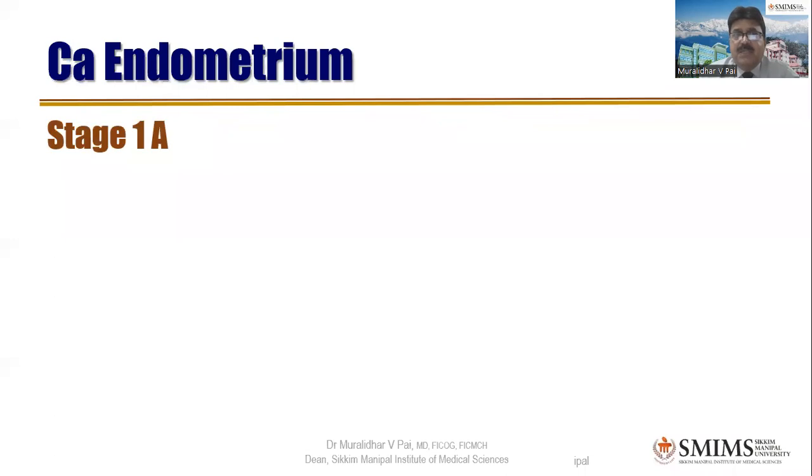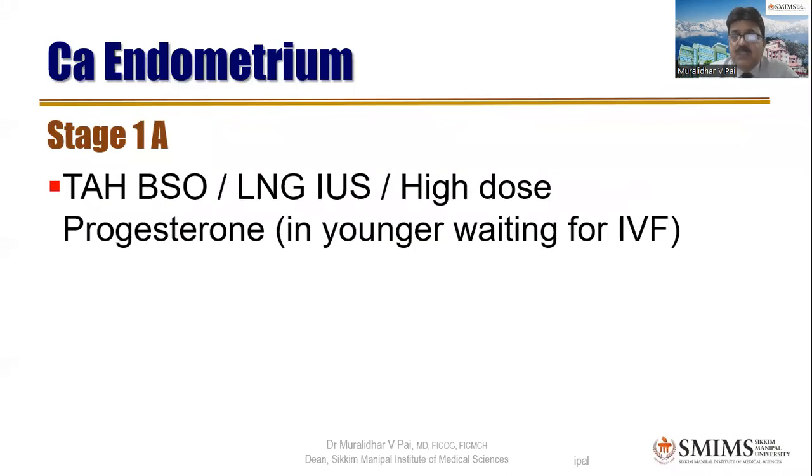Endometrial carcinoma stage 1A, which is less than 50% of the myometrium: TH-BSO, LNG-IUS also can be given. LNG-IUS is only for those infertile patients who are waiting for IVF. And for them, in fact, high-dose progesterone is also considered. 6 months of high-dose progesterone, something like 30 milligrams. I have heard people give 30 milligrams 3 times a day or even twice a day. It is very high dose of progesterone.